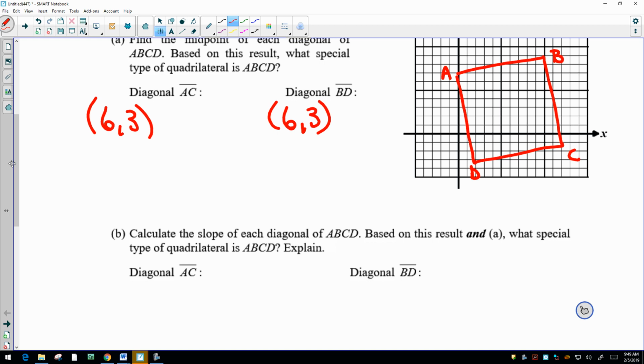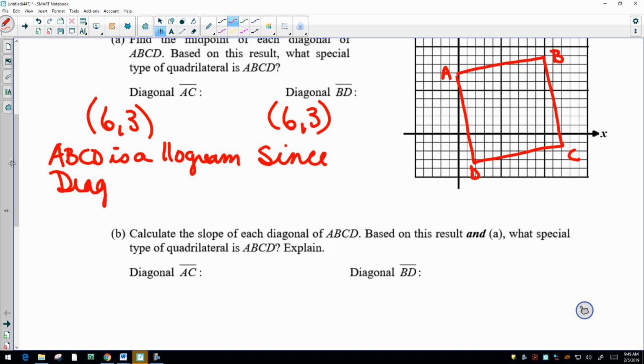A parallelogram. So we could say here, just from this, I could say ABCD is a parallelogram since the diagonals bisect each other. So all we know right now is I have a parallelogram, that's it. Visually, we may have a better idea, but at least from the calculations, that's all I can tell you. Okay, going on to letter B.